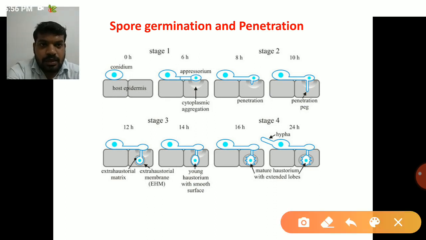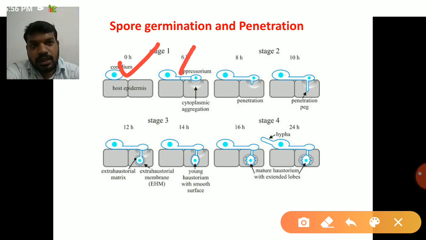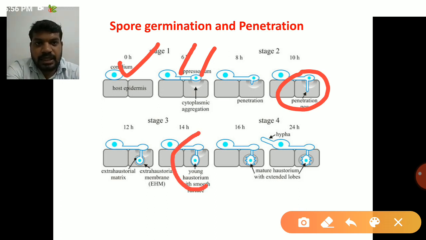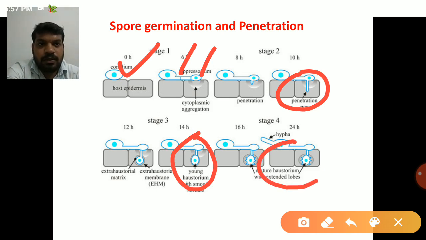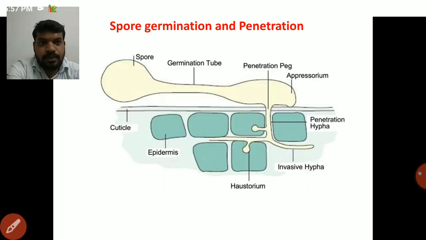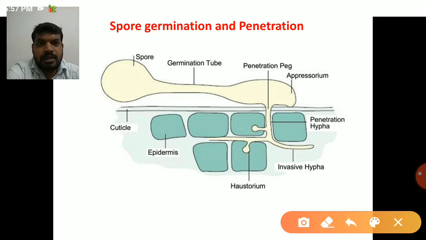You can see all 4 stages in this picture. First, the spore comes in contact with the plant surface, that is inoculation. Then it produces the germ tube and appressorium. In the second stage, it produces the penetration peg. In the third stage, it produces the young haustorium, that is the drinking organ. In the fourth stage, the haustorium matures and is ready to take nutrients. So this picture represents spore germination and penetration in a clear way. You can have a clear idea about spore germination and penetration in this picture.